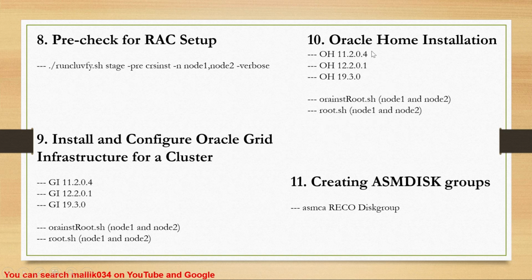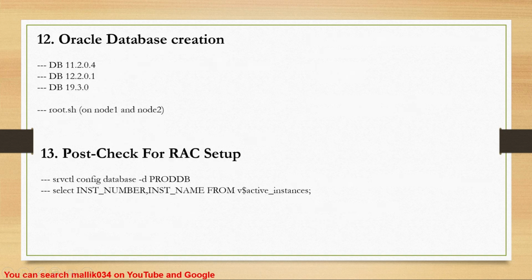Again, I'm going to explain while installing Oracle home what the importance is and what it will do exactly behind the screen. And then once Oracle home is ready, I'm going to create a disk group using ASMCA, ASM Configuration Assistant. Using ASMCA, I'm going to create a RECO disk group or whatever disk group, as we plan, we will create it. And then once the disk groups are ready, I'm going to create my actual RAC database. So I'm going to install again 11g, 12c and 19c RAC database on node 1 and node 2 and node 3 and node 4 and node 5 and node 6. So I'm going to cover this.